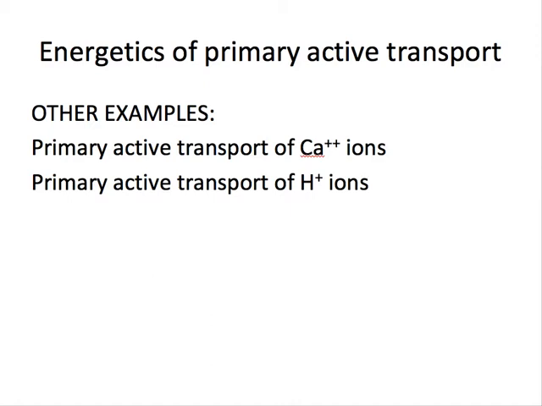The examples of primary active transport other than the sodium potassium pump are the primary active transport of calcium ions and that of hydrogen ions.